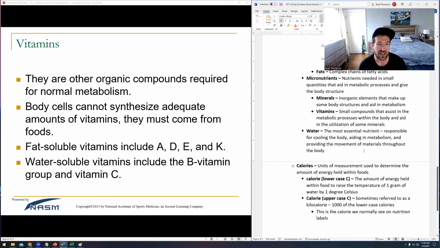Next one we've got our vitamins. Vitamins are organic compounds that are very important for metabolizing certain things. You've got your fat-soluble variety, and you've got your water-soluble variety. The fat-soluble ones are your vitamins A, D, E, and K, and the water-soluble ones are your B complex and your vitamin C. Lots of B vitamins, by the way, 1 through 12. You need to make sure that you are getting all of these.